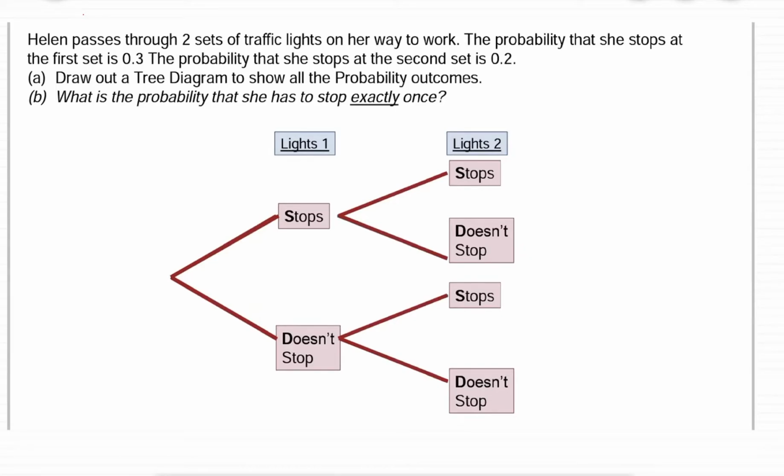So in this one, we're told that Helen passes through 2 sets of traffic lights on her way to work. The probability that she stops at the first set is 0.3. So let's put that into our diagram straight away. And if the probability that she stops is 0.3, then the probability that she doesn't stop has to be 0.7. Because these probabilities have to add up to 1, remember. Then the next bit of information, the probability that she stops at the second set is 0.2. So let's put that in. And then if that's the probability that she stops, the probability that she doesn't stop has to be 0.8, because remember, these add up to 1.